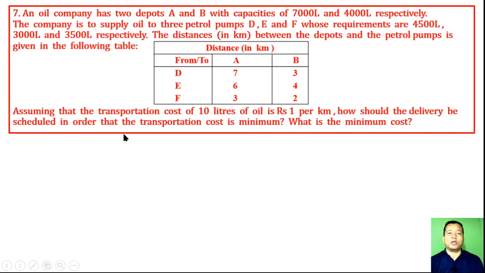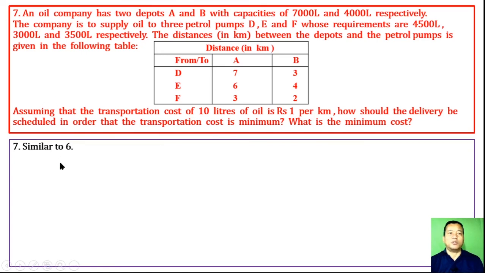How much should be delivered from each depot to the petrol pumps so that the cost is least? What is the minimum cost? This is also similar to above question number 6.